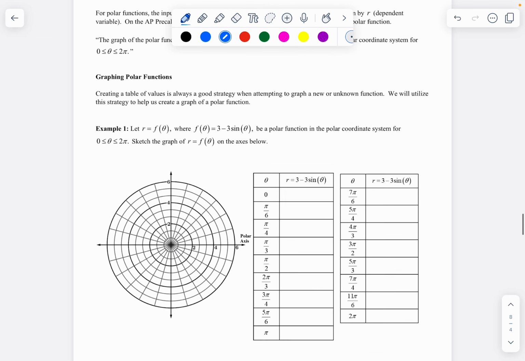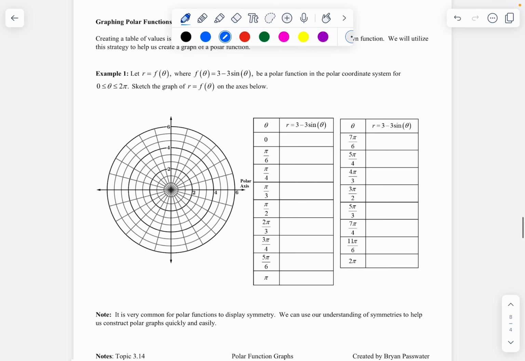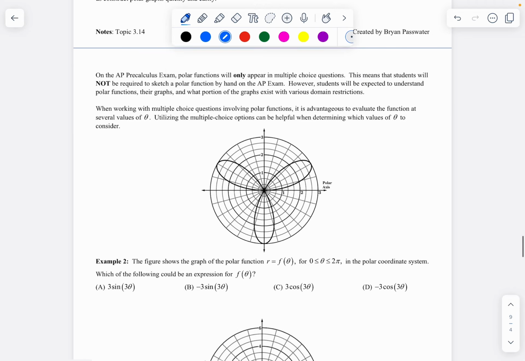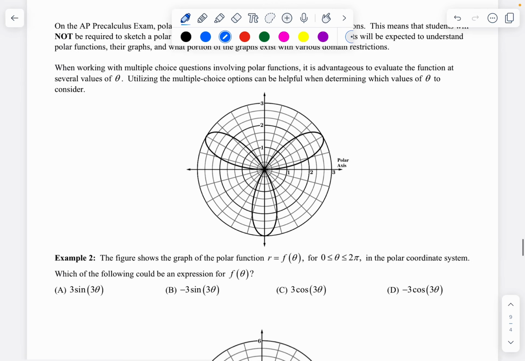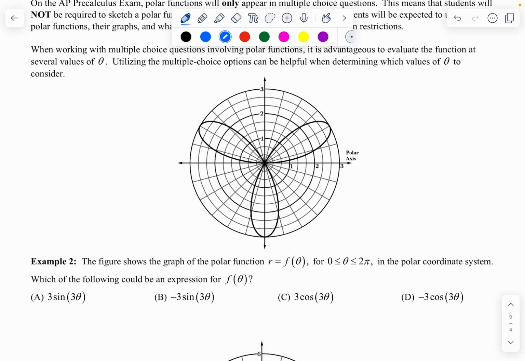Now, what I want to talk about, Mr. Passwater teaches it by plotting points. I find it easier to work off of the graph. It's just a little easier and not so many details to get bogged down into, but he has some great multiple choice. So let's talk about some of these, and then we'll call it a day.